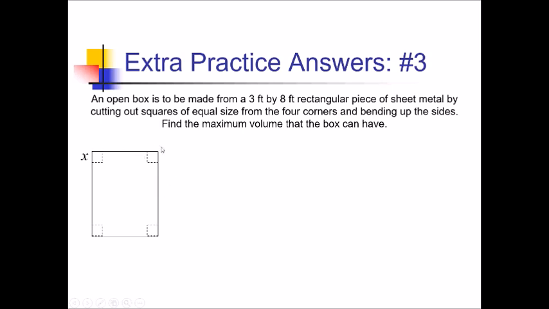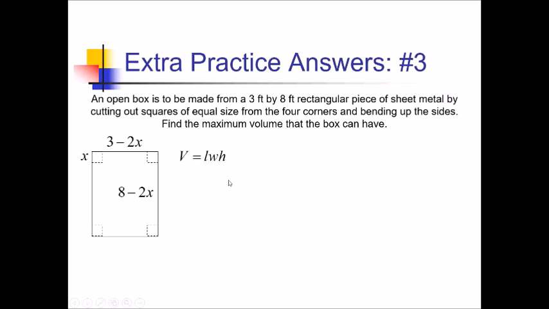So if I have 3 feet initially, and I cut out two squares of x length each, this dimension here is going to be 3 minus those two x's that I just cut out. And then this dimension here is going to be the 8 feet minus the two x's, again, that I'm cutting out from that side.